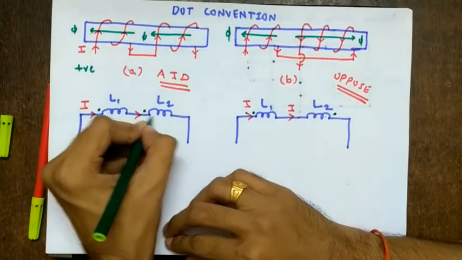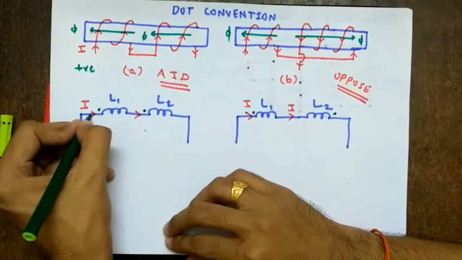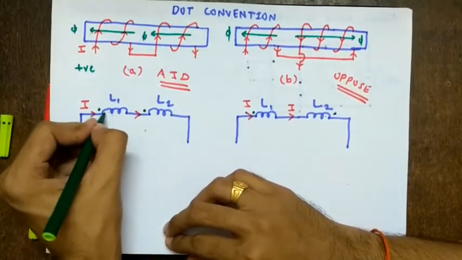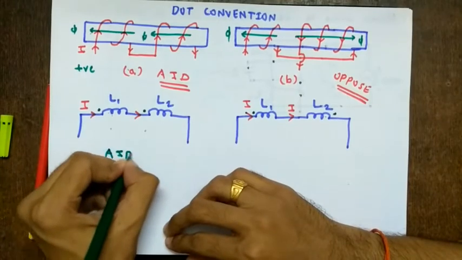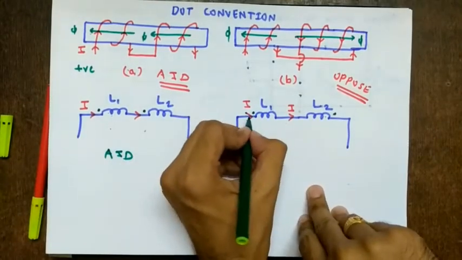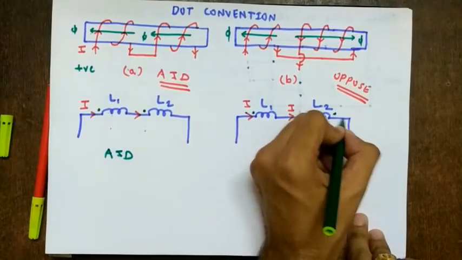Here also I have put the dot when the current is entering the inductor. By it I mean current. So whenever the current is entering the inductor at the dot, they are always aiding each other. But what is happening here? The current is entering the inductor at this dot, but here it is leaving the inductor.